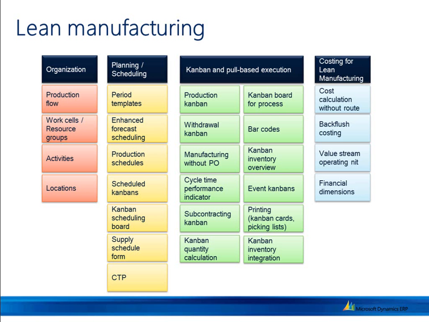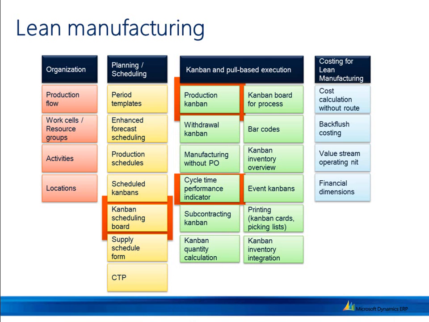Lean manufacturing for Microsoft Dynamics AX is built on 4 pillars: mapping the lean organization, planning and scheduling, Kanban and pull-based execution, and costing for lean manufacturing. The work cell scheduling can be done for process jobs of production Kanbans. The scheduling instrument is the Kanban scheduling board. The cycle time performance indicator helps monitoring the schedule based on the calculation of actual cycle times. The scheduling for lean manufacturing bases on the configuration of work cells and activities.